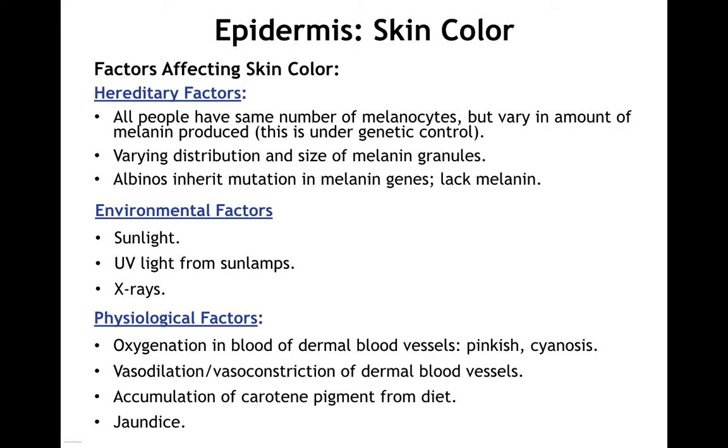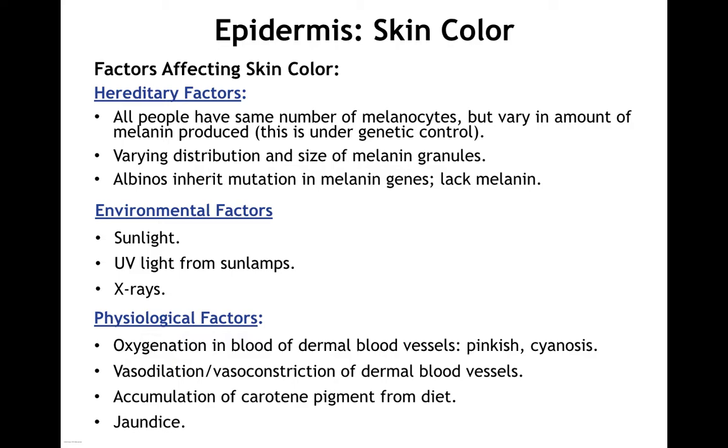There are things in the environment that affect how much melanin we produce. Sunlight induces the production of more melanin. That sunlight doesn't have to come from the natural sun. It's because of ultraviolet light. So ultraviolet light produced by tanning lamps will do the same thing. And even X-rays can induce color changes.